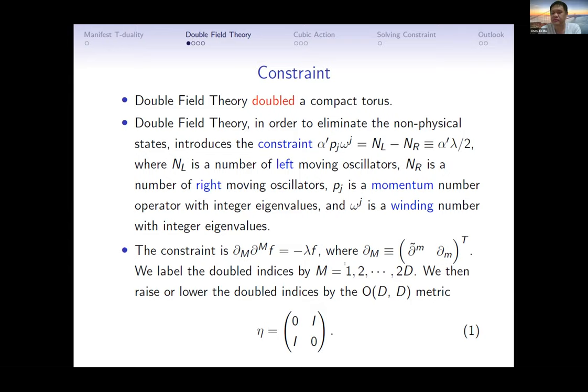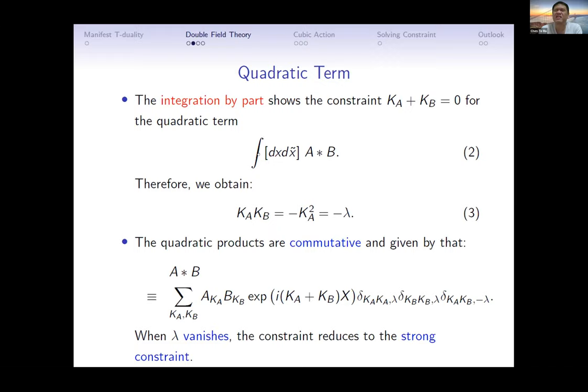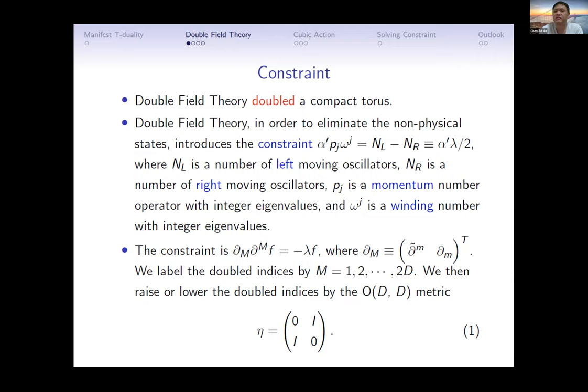We can also get an additional constraint by integration by parts of the integration term. We can use these two constraints that we get to include in the commutative quadratic products. When lambda vanishes, the constraint is reduced to the strong constraint. Let me remind you that the definition of lambda is here.